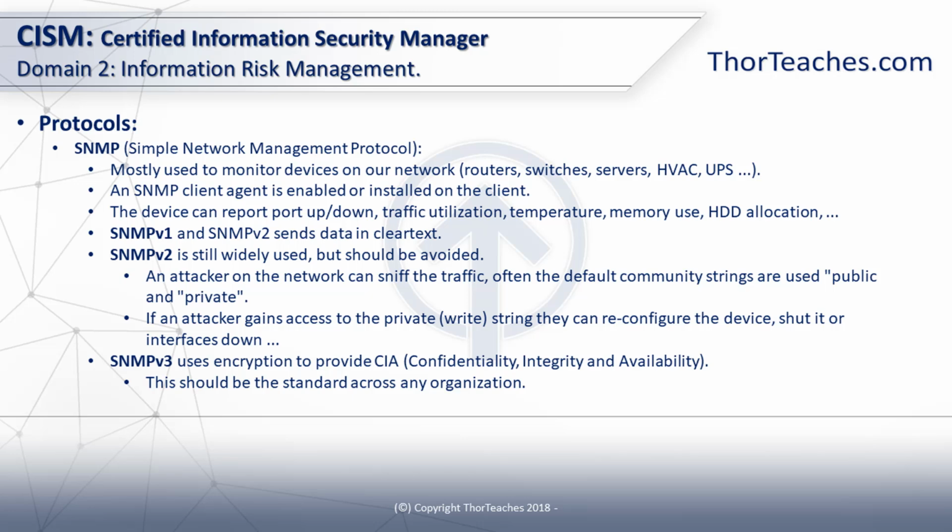Anyone sniffing our network can get access to our data. Whereas SNMP 1 really only just shows up and down, we can actually manage systems over SNMP 2. So if an attacker gets access to our credentials, they can shut systems down, they can reconfigure them, can shut interfaces down, which is why SNMP 2 is more dangerous than 1, because it's clear text.